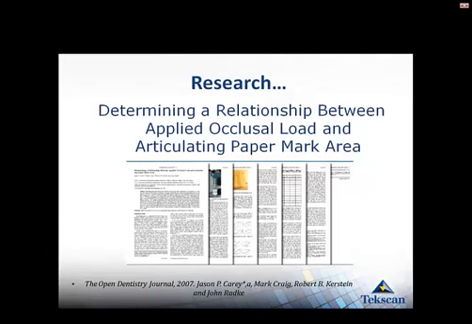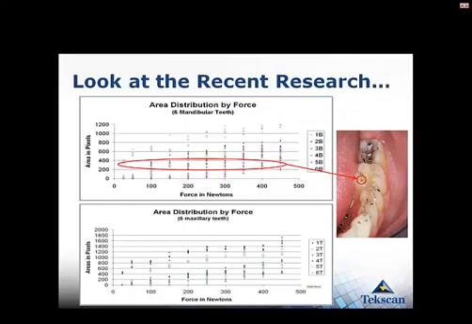It was done at the University of Alberta in Canada, and what it was is in an engineering environment, they took epoxy casts and they loaded them at multiple different loads, and then they put articulating paper in those casts, and they took pictures of the articulating paper marks. And they measured the size of the articulating paper marks in pixels. So if we look here, we have the area in pixels, 0 to 1200, and the force in newtons. The casts were loaded at 100, 200, 300, 400, 500 newtons. And then what they found was huge variances in the data.